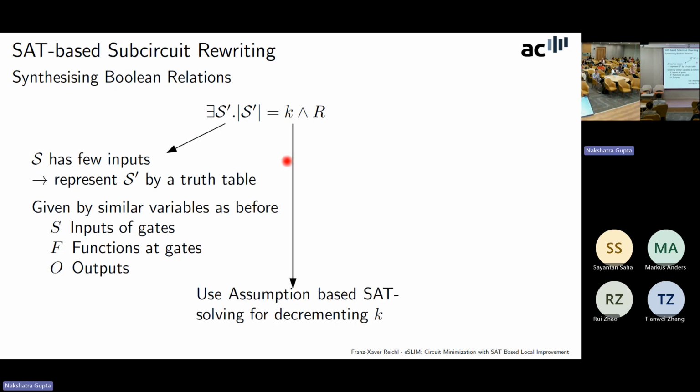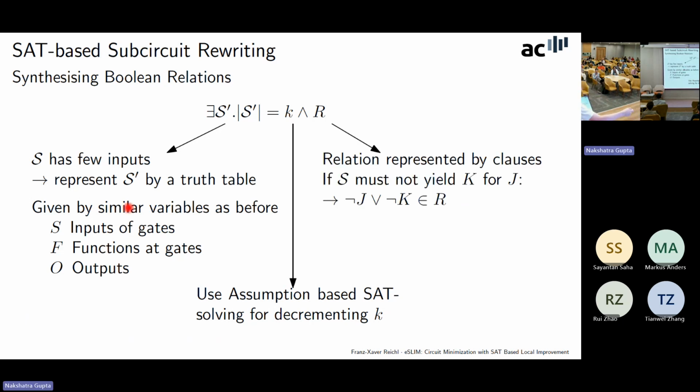Okay, and then to check all the different sizes, we make use of incremental SAT solving. This means we add for each gate some variable which allows us to deactivate the gate. And then if the SAT check succeeds, we can turn off this gate, so to say, and we check for K-1. And this we repeat until the encoding gets unsatisfiable.